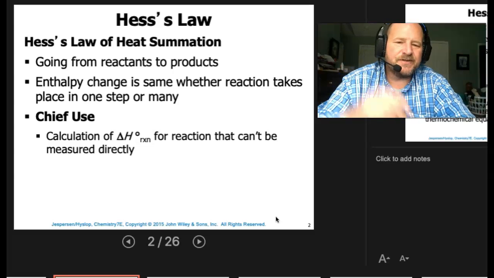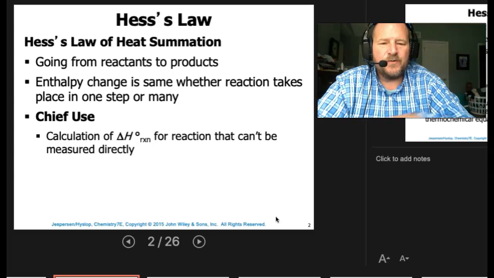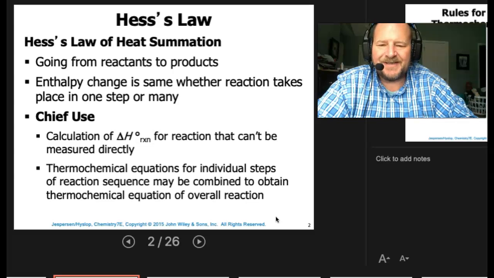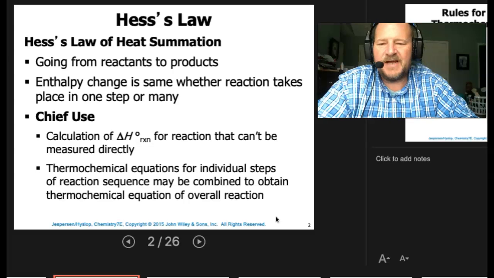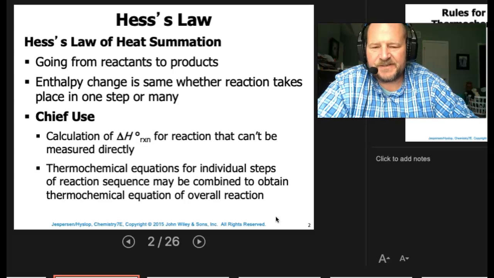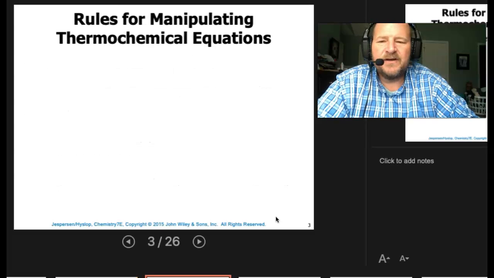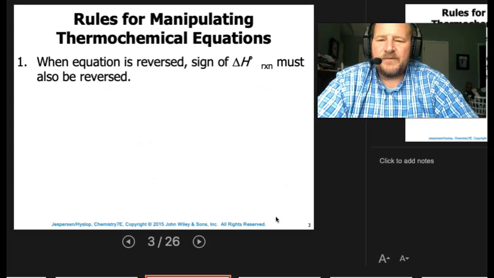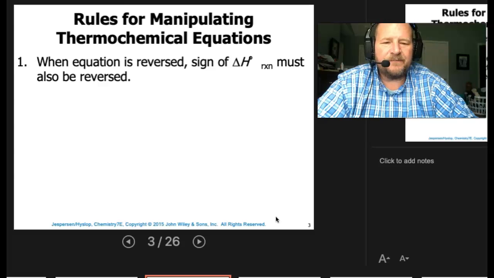So if we have a reaction where we're not able to directly calculate delta H, we can look at all the different thermochemical steps and set it up. Each step, summation, boom. Now we have the value for the reaction that we couldn't measure directly. So thermochemical equations for individual steps of a reaction sequence may be combined to obtain the thermochemical equation of the overall reaction. So some rules. Whenever the equation is reversed, obviously you must reverse the sign. Okay, so if it was a negative delta H, it's now going to be a positive.